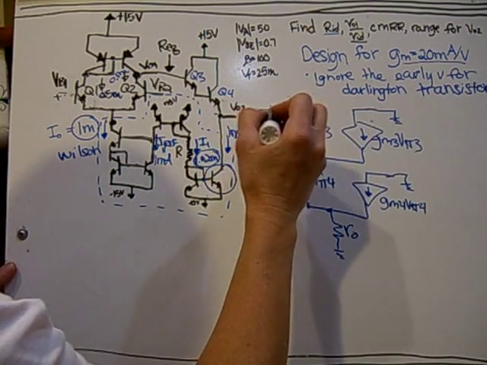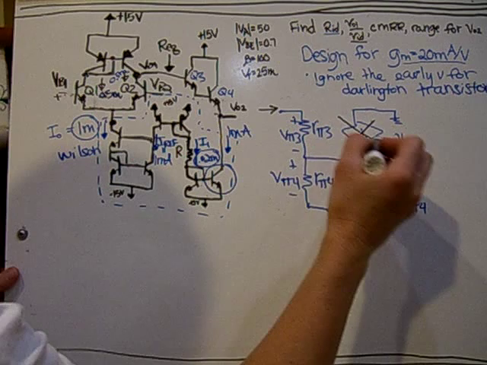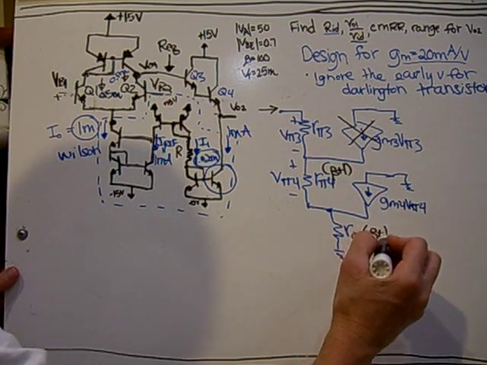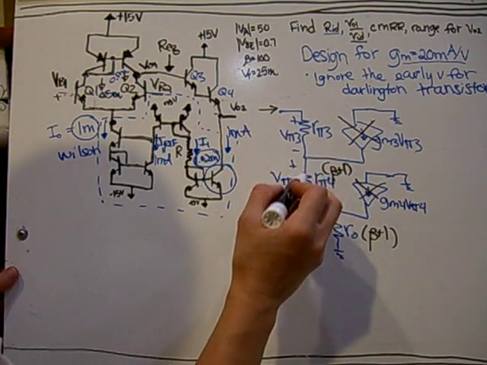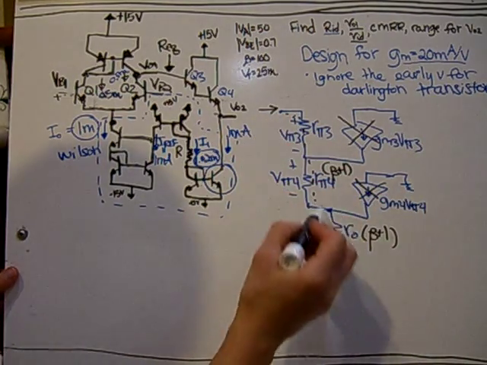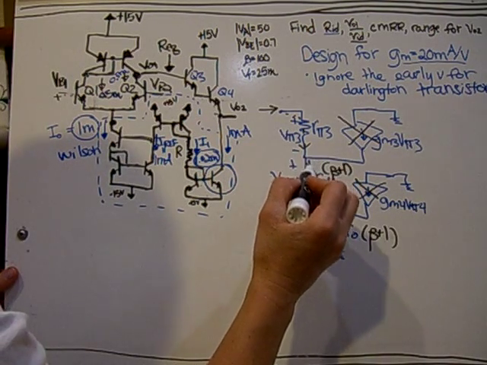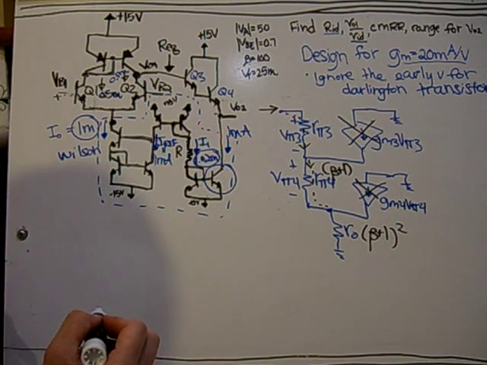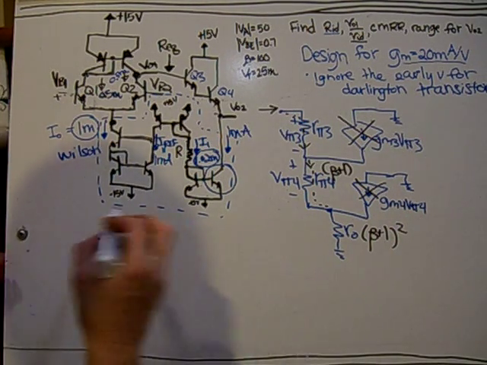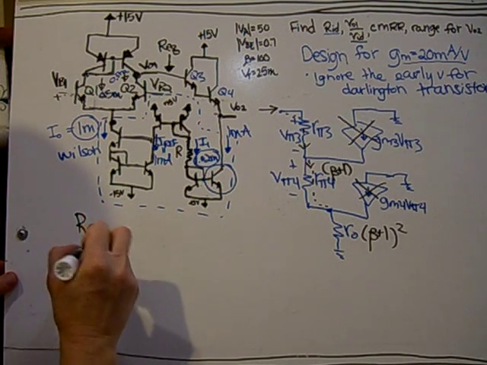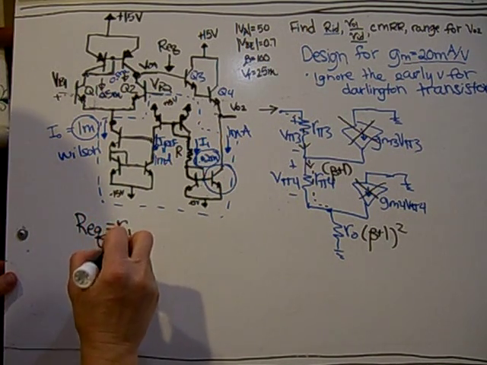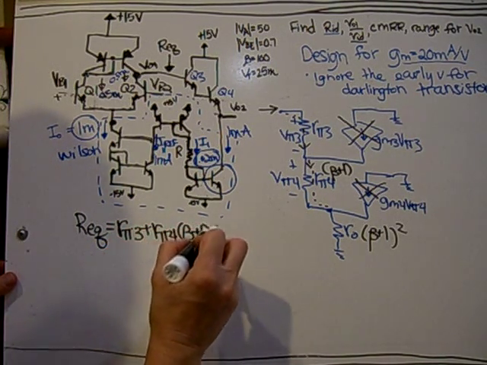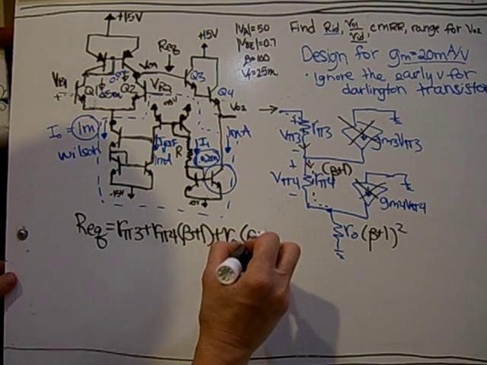So I'm coming in at the base, so I'm going to reflect everything in the emitter side by multiplying it by beta plus 1. And again here, my pathway comes down through here in this direction, so this will then be again multiplied by beta plus 1 squared. So the R equivalent is R pi 3 plus R pi 4 times beta plus 1 and then plus R naught times beta plus 1 squared.